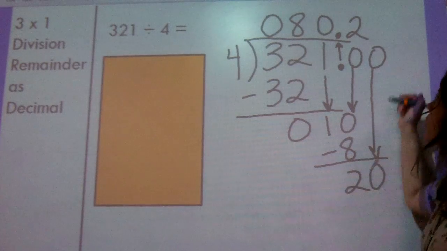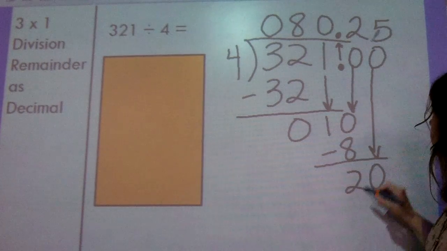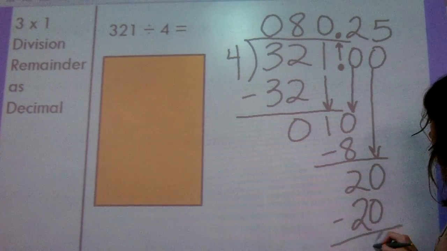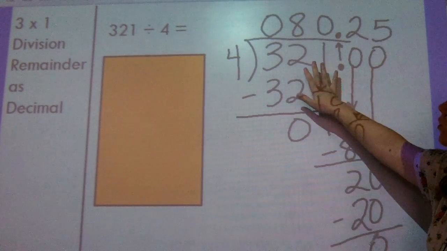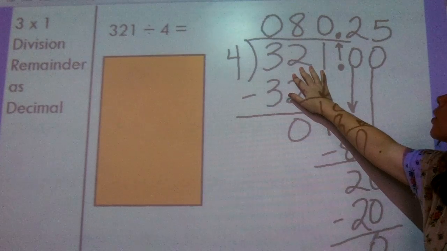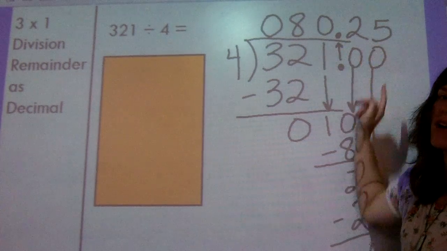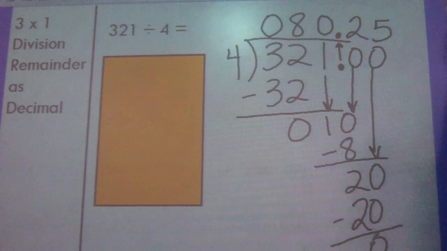4 goes into 20, 5 times. I'm left with 0. I have nothing left in my dividend, so I know 321 divided by 4 is 80 and 25 hundredths. Let's do another.